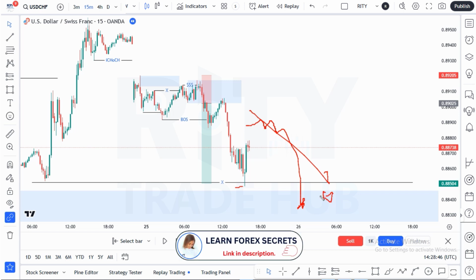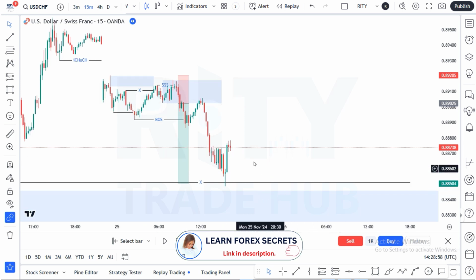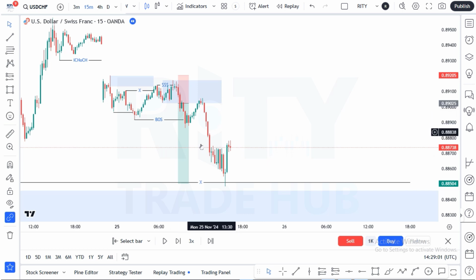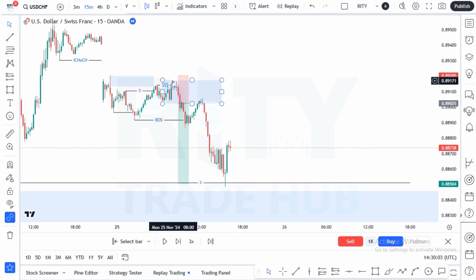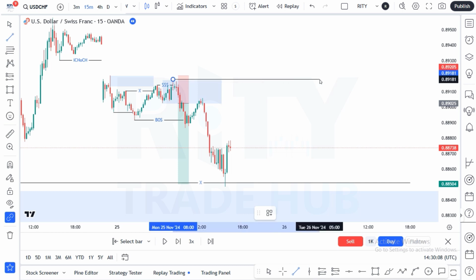Okay, so moving on here, you need to be very careful around this zone. Since our POI is unmitigated, we can still analyze our structure to get one more selling opportunity to mitigate our POI if price gives us a confirmation. Okay, so let's quickly highlight our structure. After our break of structure here, we have our valid change of character zone, right? So it's very important to highlight this zone.